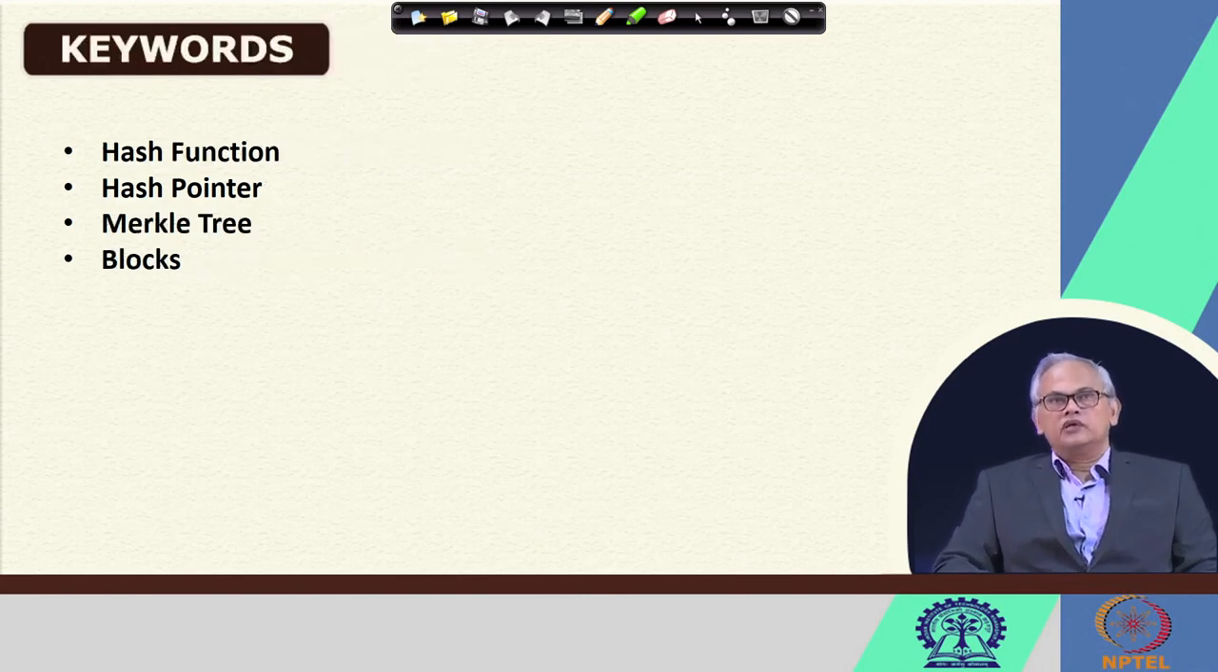The specific keywords for today's lecture are as follows: hash functions, of course, that is what we are continuing. We will talk about hash pointers, we will talk about and introduce the notion of Merkle tree, which we will see later that the blocks in a blockchain are made up of these Merkle trees, and we will also see what is meant by blocks.